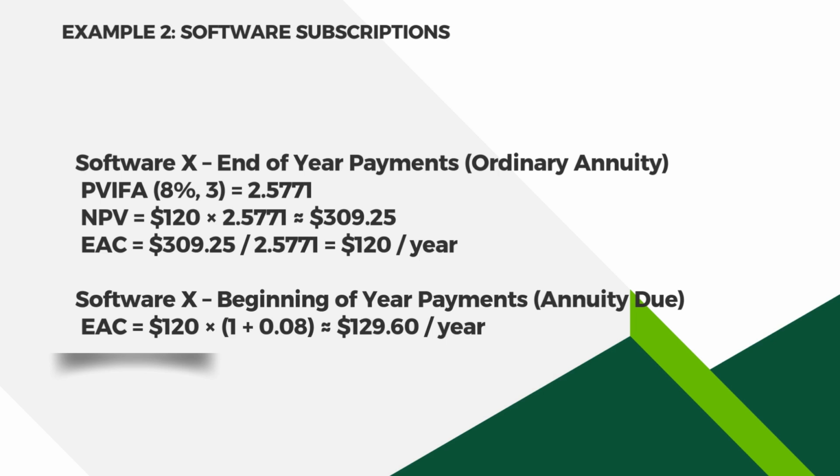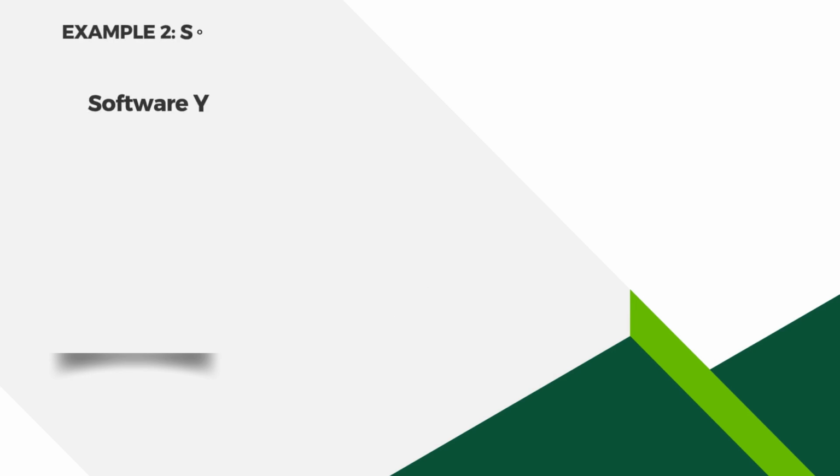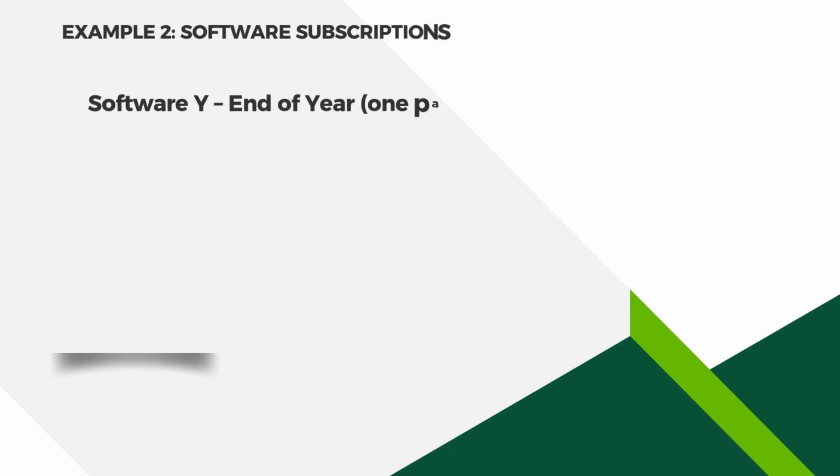Software X, beginning of year payments, annuity due. EAC equals 120 times 1 plus 0.08 equals $129.60 per year.